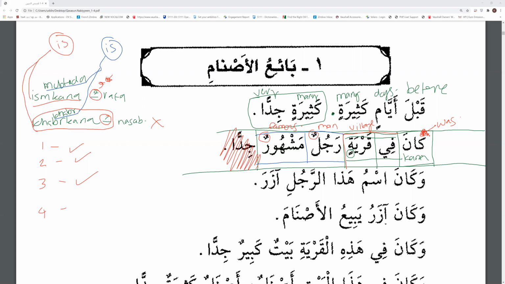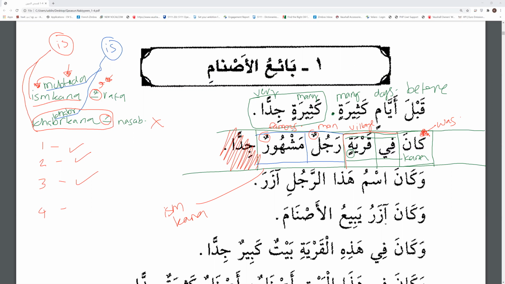Now look, you found the ism. Do you agree this is the ism of kana? This box here. Yes, because it has a rafa here. But khabar of kana is supposed to have nasab. There's not nasab on any word. We couldn't find that. Leave that at the back of your thought. Once you found the ism of kana, whichever one you want to call it in this case, the rest of it is going to be the khabar of kana, or the khabar.